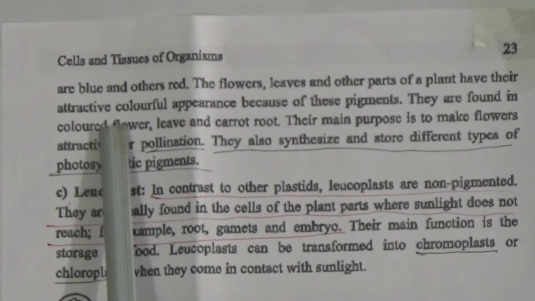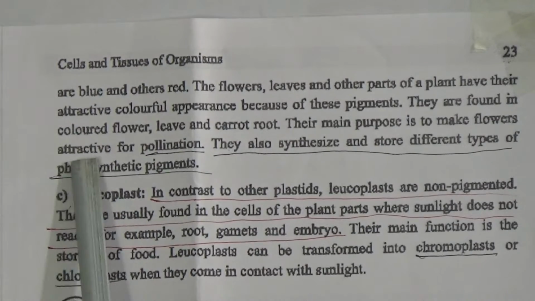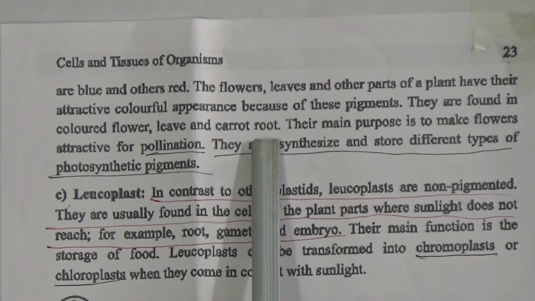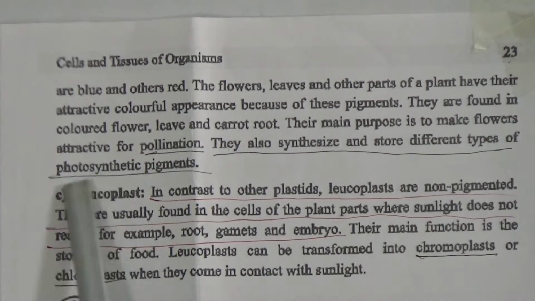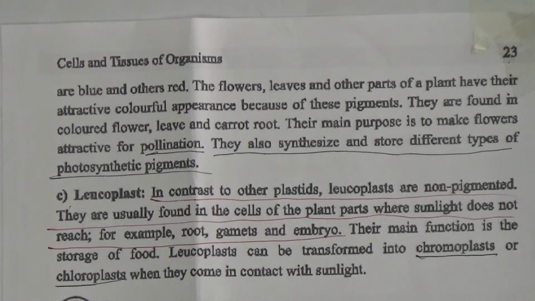The flowers, leaves and other parts of a plant have their attractive colorful appearances because of these pigments. They are found in colored flowers, leaves and carrot root. Their main purpose is to make flowers attractive for pollination. They also synthesize and store different types of pigments.